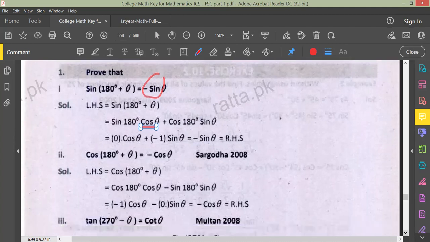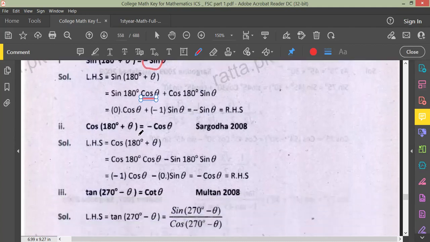Similarly, the second part of question number 1 is cos of 180 plus theta, which will be equal to minus cos of theta. So after taking the left hand side, cos of 180 plus theta, we apply the formula of cos of alpha plus beta. It will be equal to cos alpha cos beta minus, because if there is a plus, in the formula there will be minus, sine of alpha sine of beta.